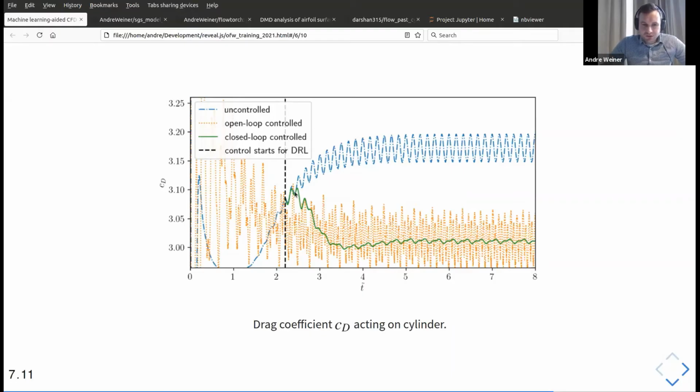Okay, so now what we see from this plot here is basically that first of all, both open and closed loop control reduce the mean drag quite significantly, about 5 or 6%. But what the closed loop controller also achieves is to significantly reduce the drag fluctuations and not just the mean.